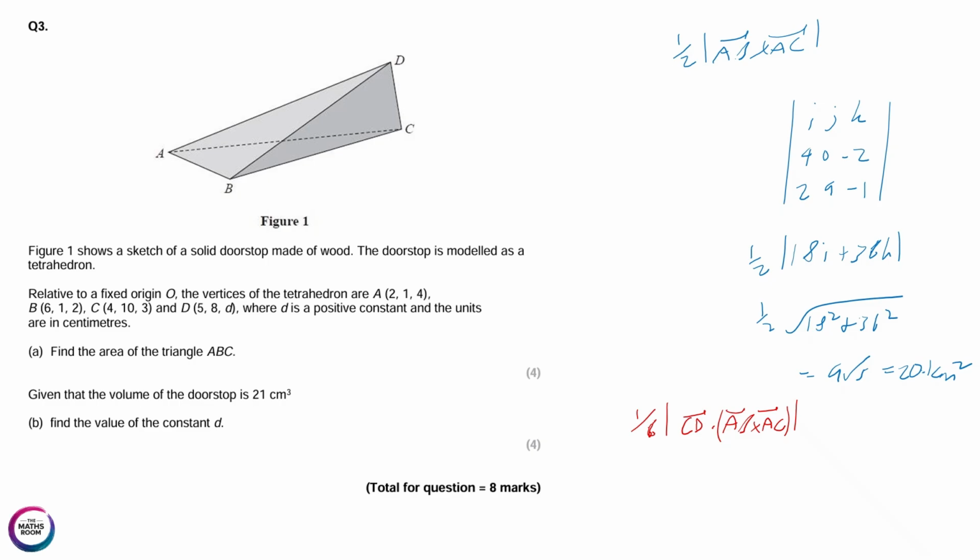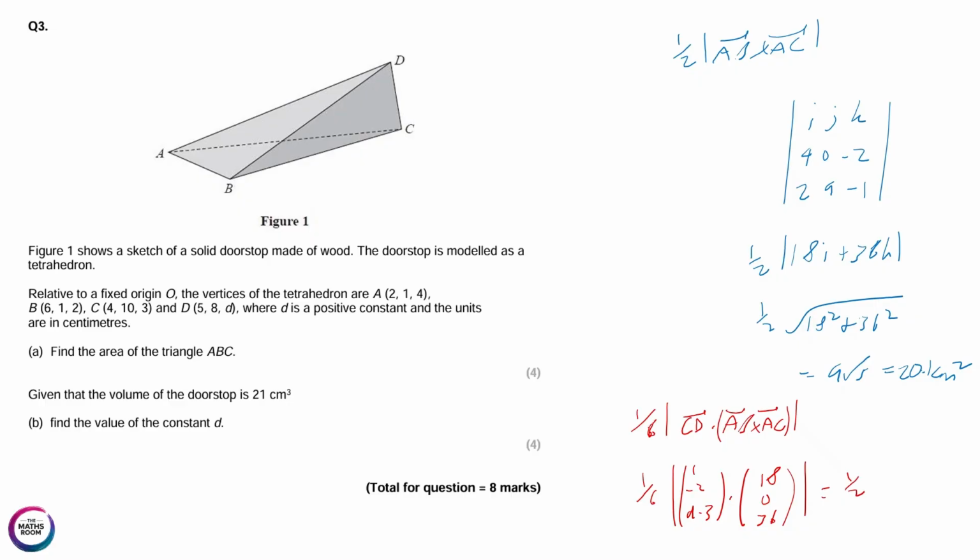Right, okay, so what am I doing? I'm doing a sixth of the magnitude, just in case it's negative. So the vector CD, D minus C, is looking like 1, minus 2, and D minus 3. We're simply dotting that with the vector we found originally, which is this 18, 0, 36. That should give the volume.